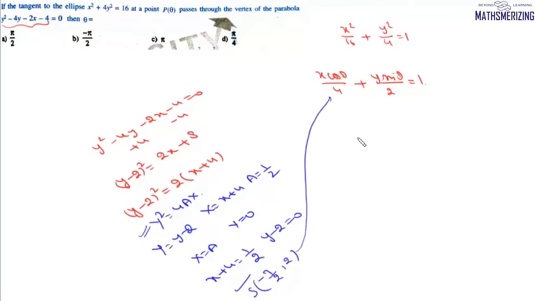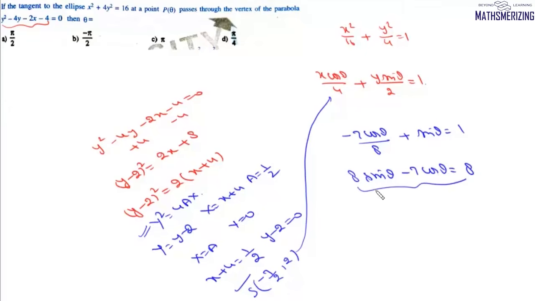So we'll put the value of x and y. So it will be minus 7 cos theta upon 8 plus sin theta equals to 1. So we can write this equation as 8 sin theta minus 7 cos theta, and this value should be 8. Now we'll take theta as pi by 2. We know that sin 90 is 1 and cos 90 is 0. So theta equals pi by 2. It actually satisfies this equation. So the answer to this question is the value of theta should be pi by 2. And that's your option number A.